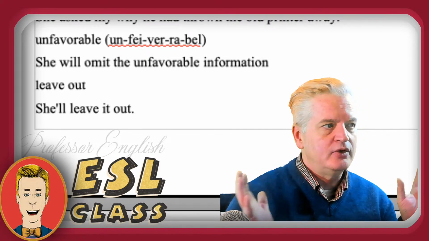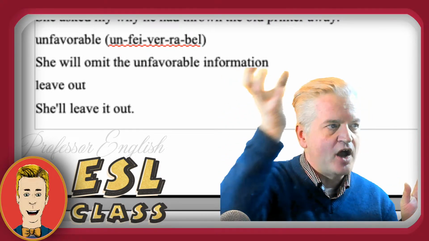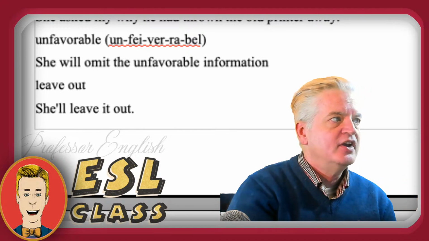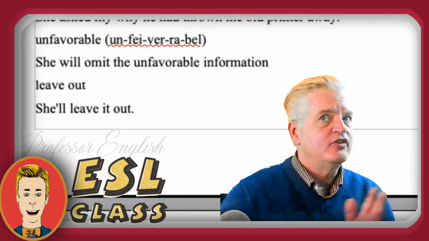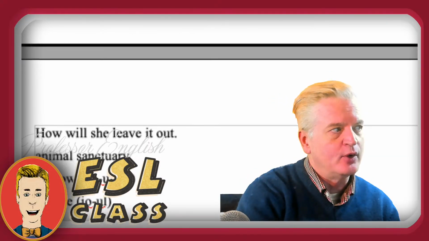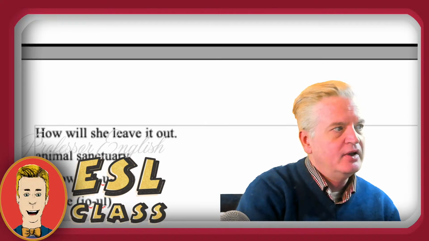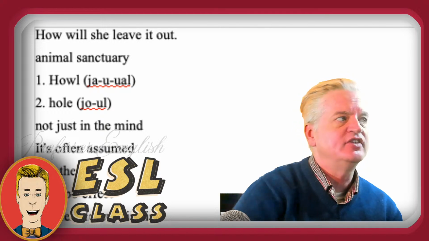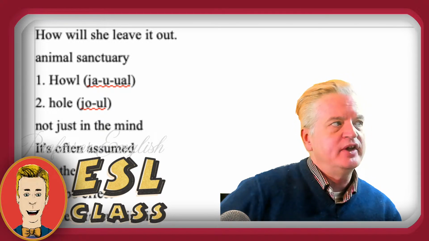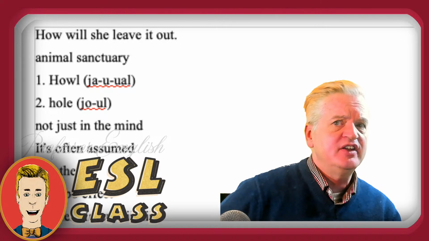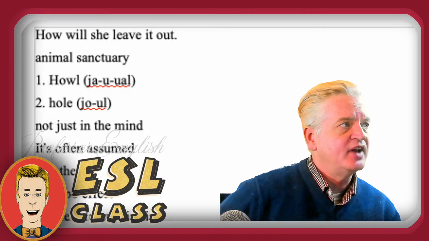This is a separable phrasal verb, so you can put the object inside the verb. Let's do the inside position. She will leave the unfavorable information out. She'll leave the unfavorable information out. Okay, and now let's make a how leave out question. How will she leave the unfavorable information out?